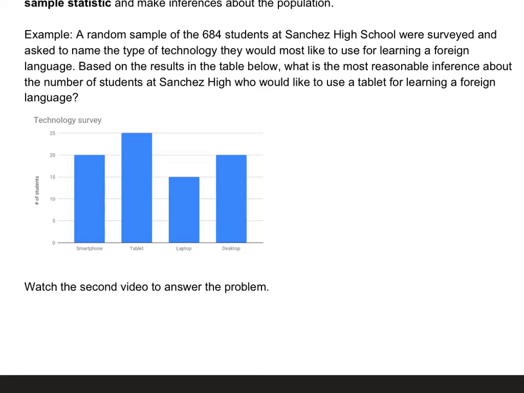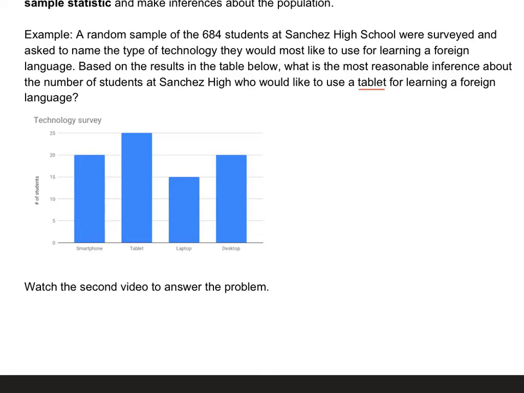All right, so let's talk about how to make inferences from sample size, sample statistics. So we've got here a random sample of a certain number of students at a high school and asked to name the type of technology they'd like to use most for learning a foreign language. And we got a table that has the results, and we're asked to make a reasonable inference about the number of students who would like to use a tablet. So the number of students overall in the school who would like to use a tablet.